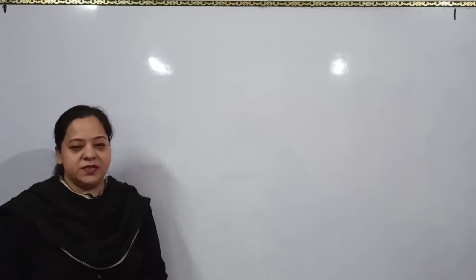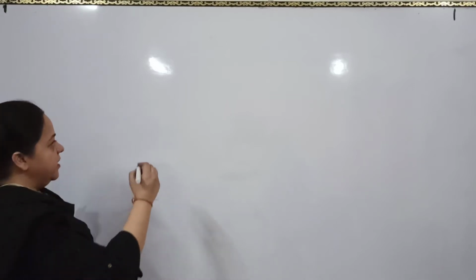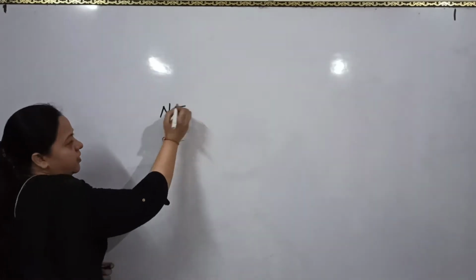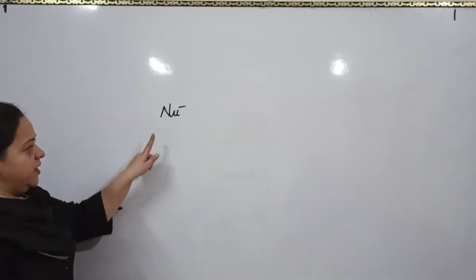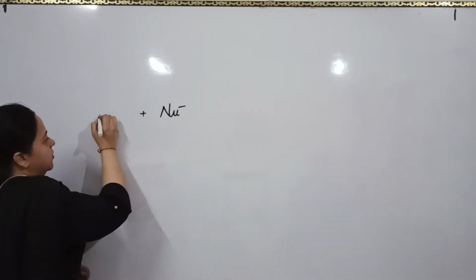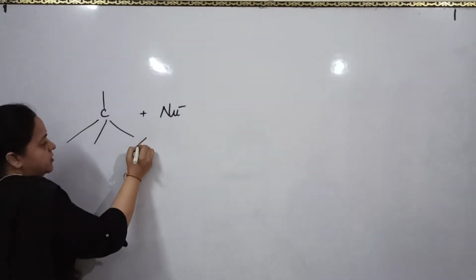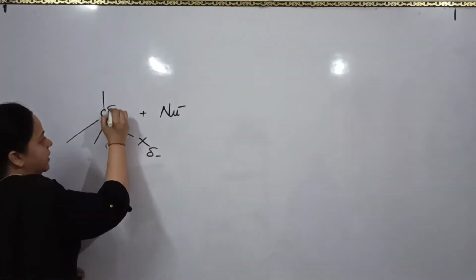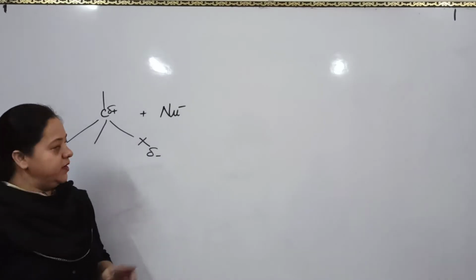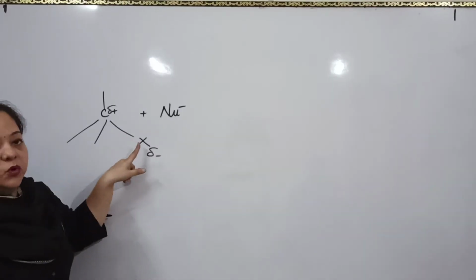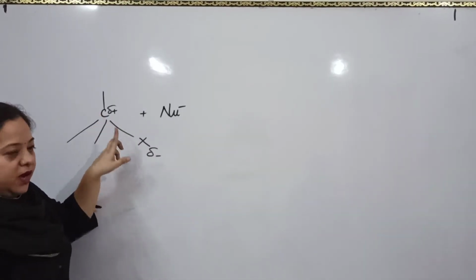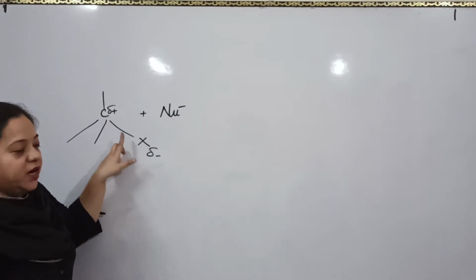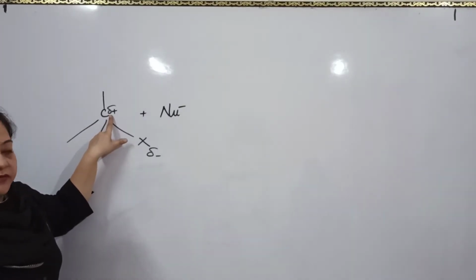Good morning, students. In the previous lessons on organic chemistry, you must have learnt a few basic concepts like what is a nucleophile, and what are the nucleophilic substitution reactions in haloalkanes. In haloalkanes, halogen is more electronegative than carbon. Halogen carries the partial negative charge and carbon carries the partial positive charge.